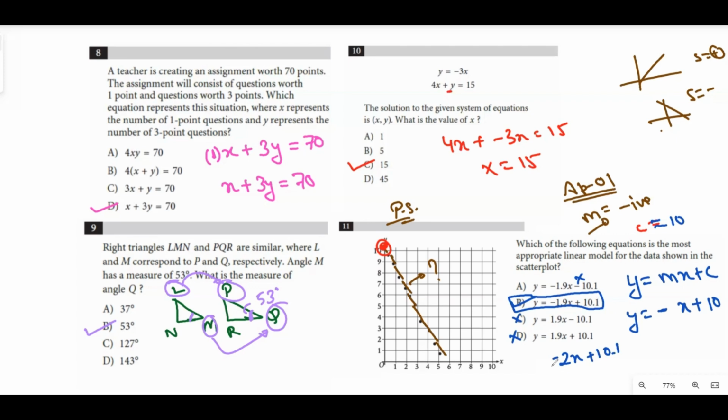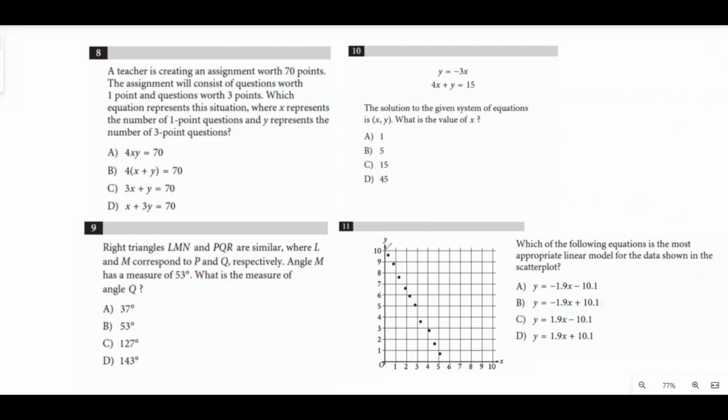Just make a straight line. After that, take any point, any point which is suitable for you. For example, if I talk about this point, it is approximately 4,3, approximately, because here the y value is not exactly 3, but I can make it approximate. Now you can put 4,3 in all the 4 equations. Whichever equation satisfies this point, that will be your final answer.